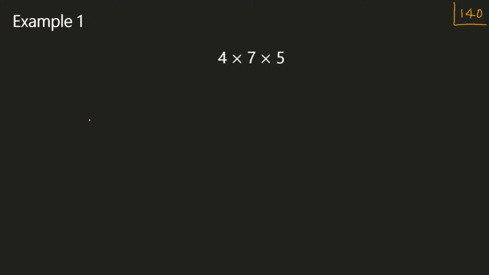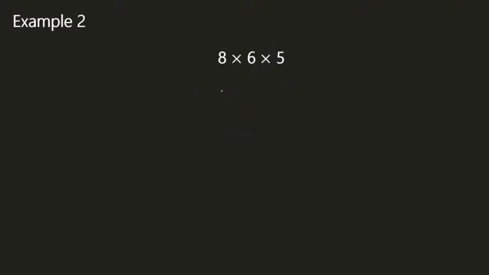Now let's use the commutative property and try to solve this problem again. We first switch the order of 5 and 7 using the commutative property. That gives us 4 times 5 times 7, and the result should still be the same, so we put our equal sign. Now from left to right, it becomes 20 times 7, which equals 140. So applying the commutative property gives the same 140 as our first method.